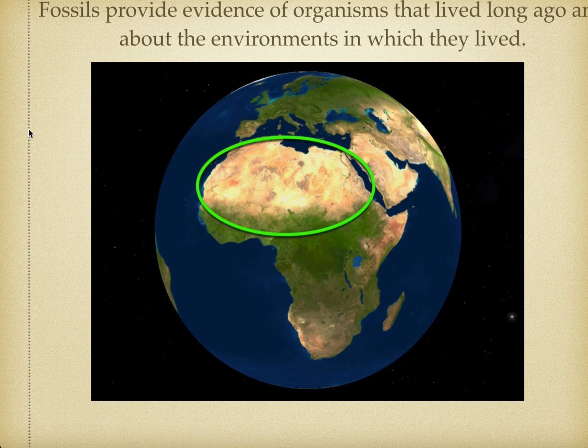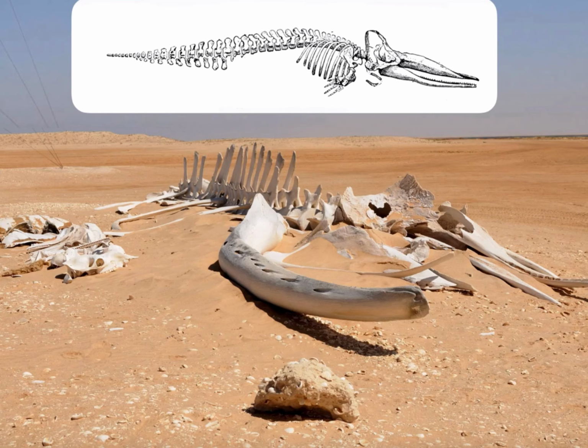Well, we learned that fossils provide evidence of organisms. Organisms just means any living thing that lived long ago and about the environments in which they lived. So on our map, we're traveling to the Sahara Desert, where scientists found fossil bones that look like this. Can you remember what it is? It was a whale.